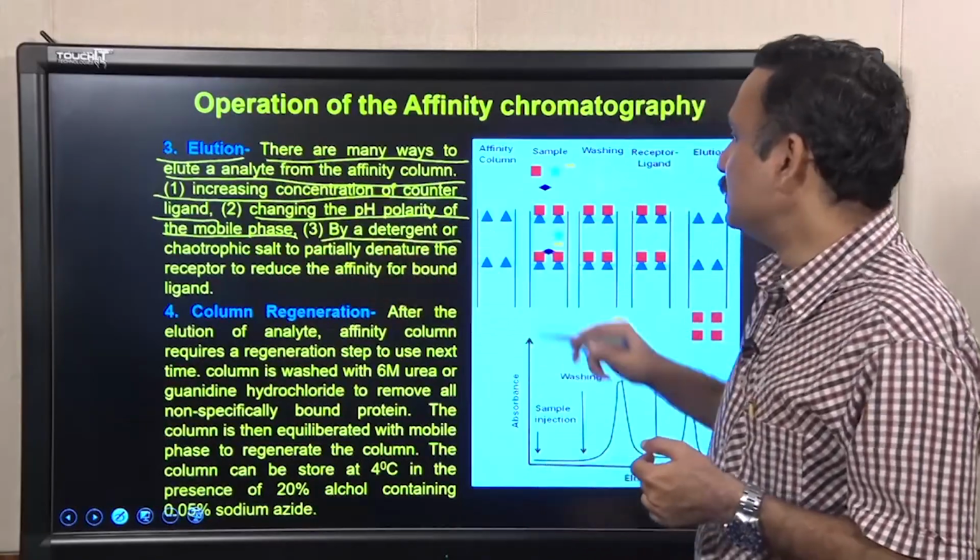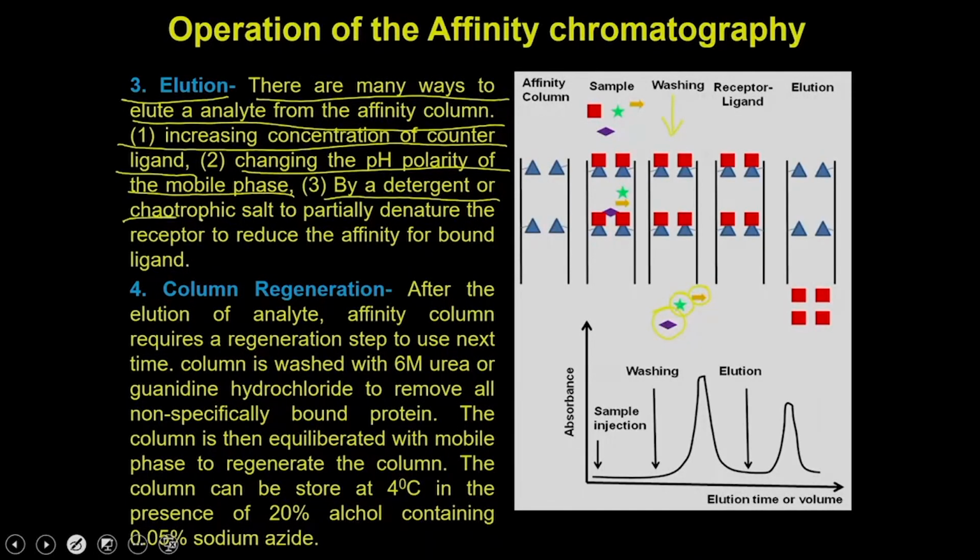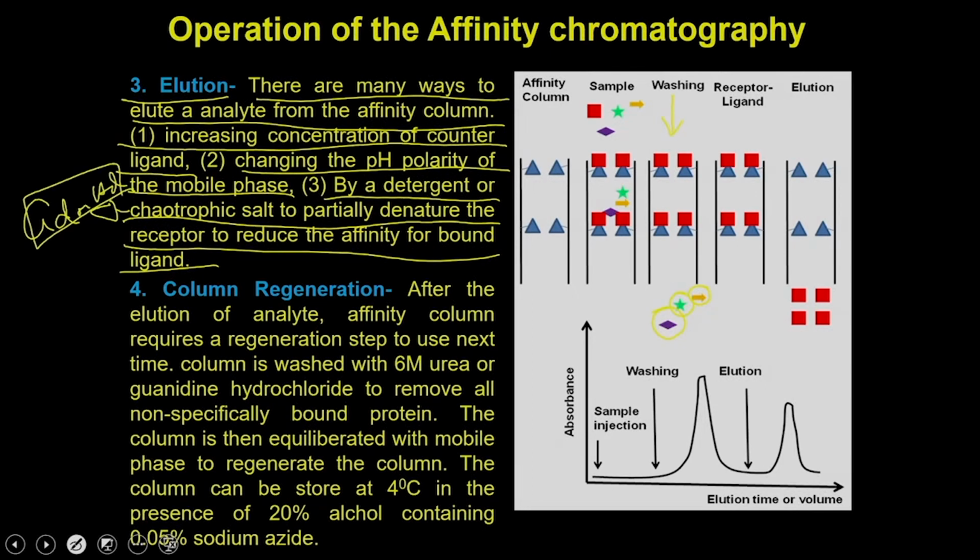Then you also can use detergents or chaotropic salt to partially denature the receptor to reduce the affinity to the bound ligands. So, the third is that you can use some denaturing conditions. For example, you can use detergents or chaotropic salt. Chaotropic salt means you can use guanidinium hydrochloride, which is a denaturing agent.